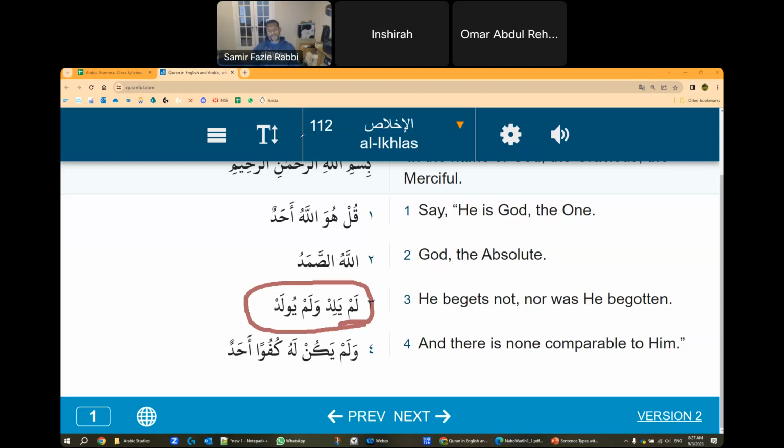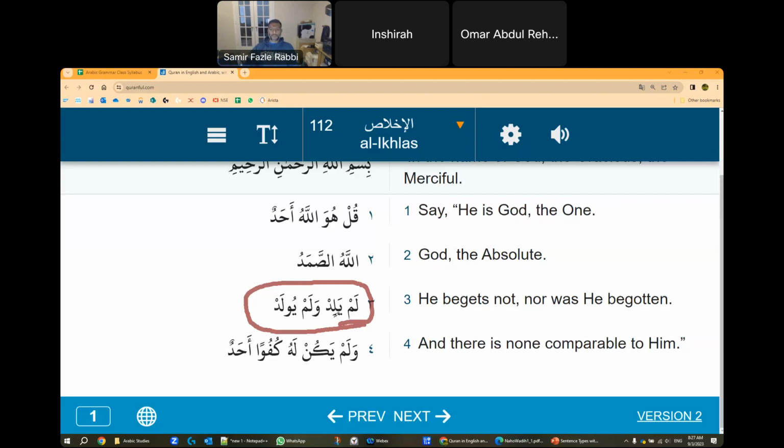So both of them, Inshira, what's happening with lam yalid? I think the yalid is in the past tense because it's in the majzum state. Yes. So it's lam yalid, because of the sukun. He did not give birth, he didn't beget. Like he didn't have offspring.